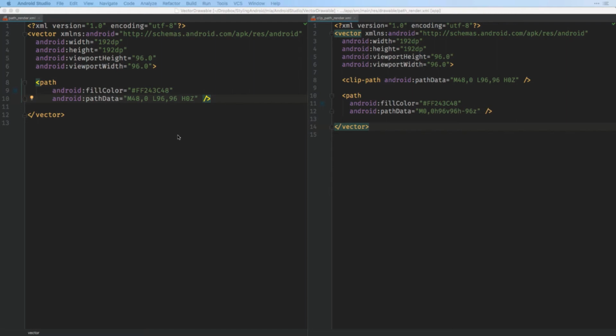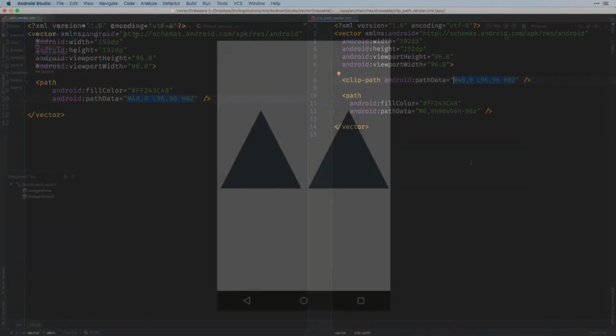Here we have two vector drawables. The one in the left panel is a triangle drawn using a path. The one on the right has a path which fills the canvas with the background color, but then has a clip path which limits the drawable region to a triangle. The important thing here is that the path data of the path on the left and the clip path on the right is identical. Common sense would suggest that these should render identically, but this is not the case.